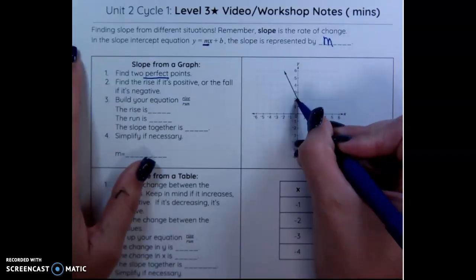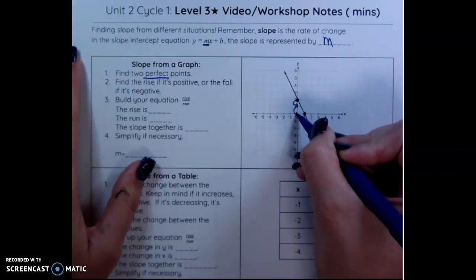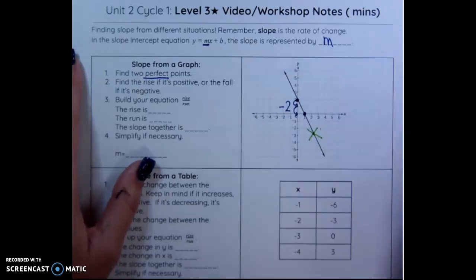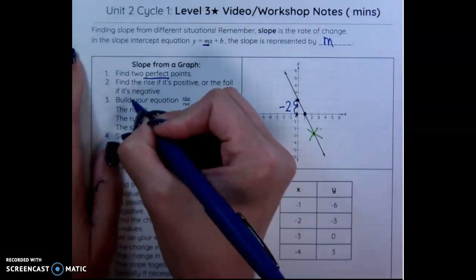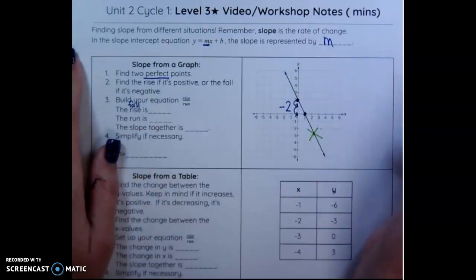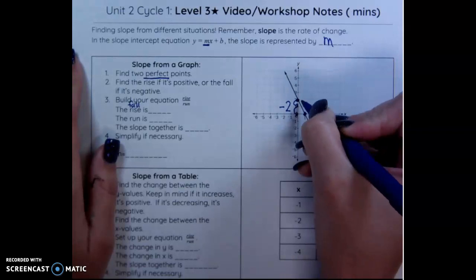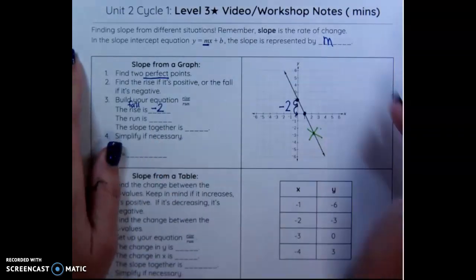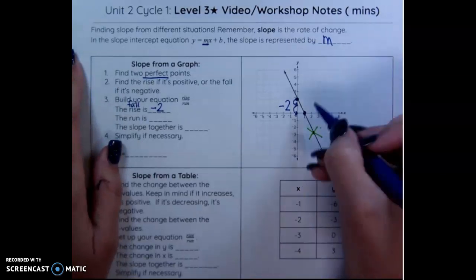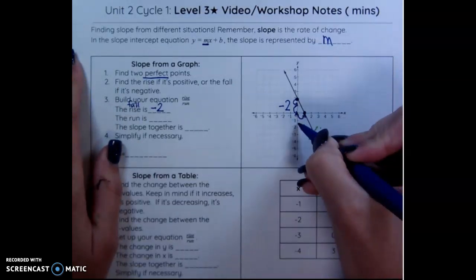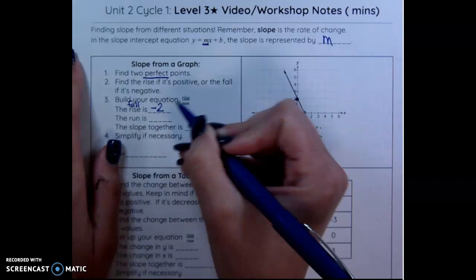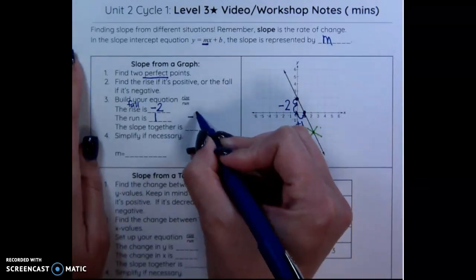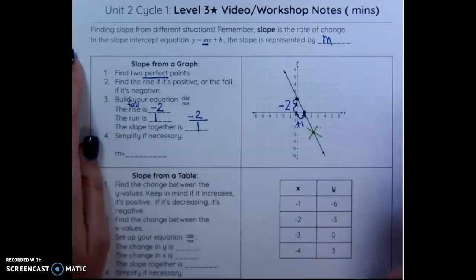So, this one is going down 2. Okay, so my rise, which is a fall in this case because it's negative, it's going down 2 between here and here. My run is how far left or right it goes. This is going from here to here, which is to the right, so it's positive 1. So the slope together is negative 2 over 1.